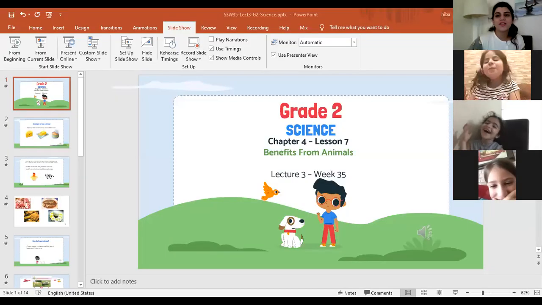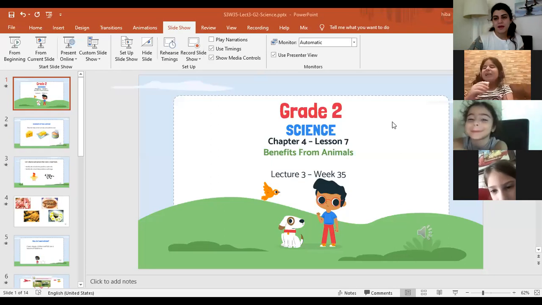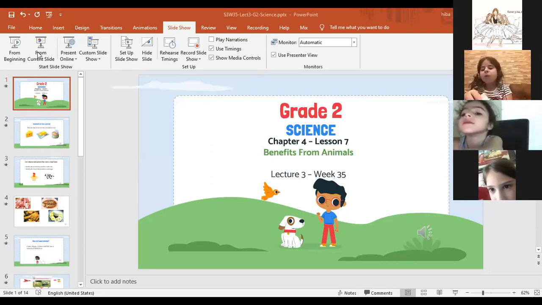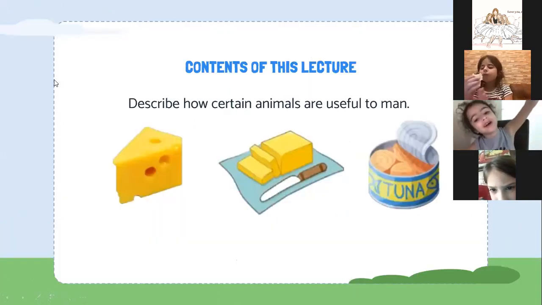Today, I'm going to explain a new lesson. We're done with mammals. Ranim is a mammal, as we are all mammals. Now, here, what's our new lesson about? Our new lesson is about benefits from animals. It's a very nice lesson.